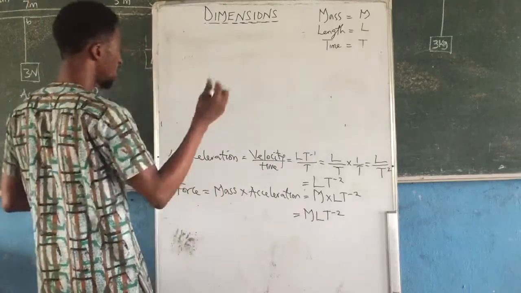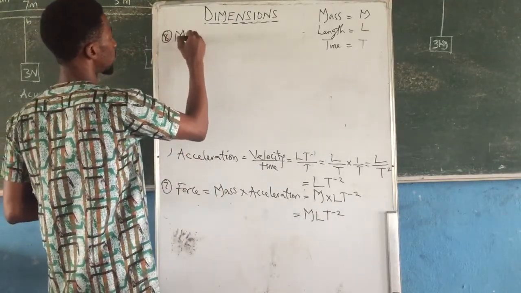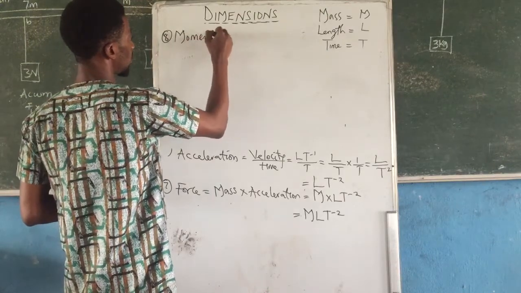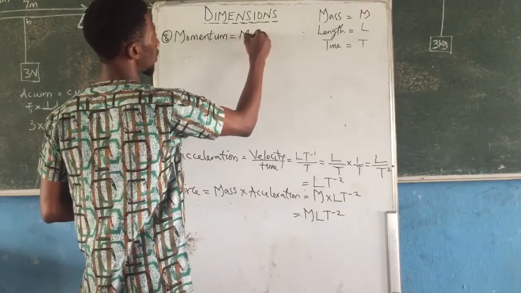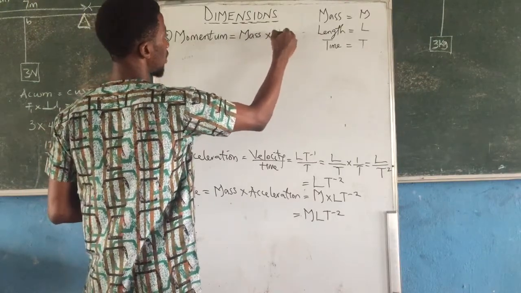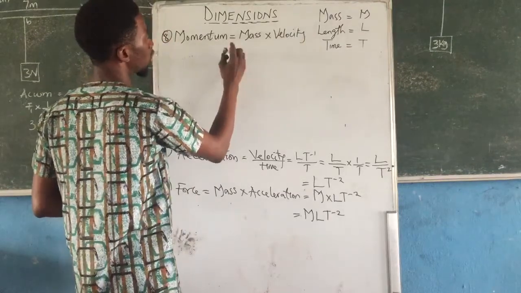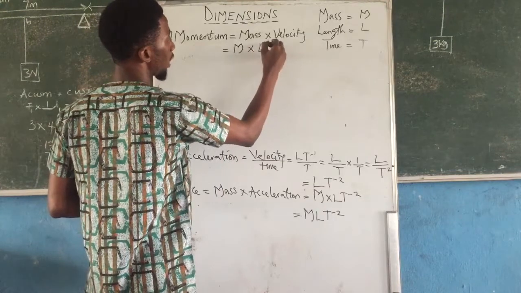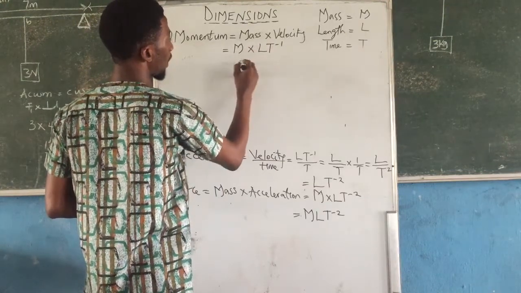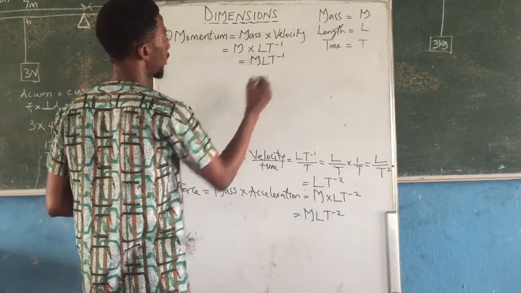Okay, let us look at number 8. Let's look at momentum. The formula for momentum is mass times velocity. The dimension for mass is M, times the dimension for velocity, L t raised to the power minus 1. That gives us the dimension for momentum as M L t raised to the power minus 1.